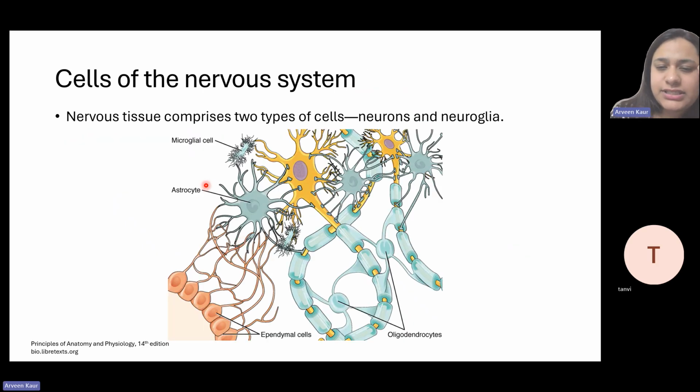Then we'll talk about the cells of the nervous system, right? How there are two major kinds of cells that are present in the nervous system. They are the neurons and the neuroglia, which are also known as the glial cells. So neurons and the glial cells, right? So we are going to discuss both these different kinds of cell types inside the nervous system, and we will also see how there are subdivisions in these cell types, right?